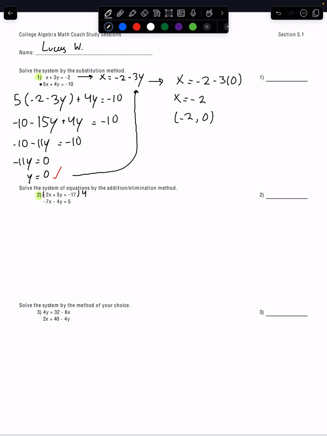So here we're going to use 4, and we're going to use 5. I just look at the top equation, how we have 5y, and the bottom one, how we have negative 4y. I just chose the respective opposites. That way they'll cancel each other in their y values. So this turns into 8x plus 20y equals negative 68. Then we get negative 35x minus 20y equals 25.